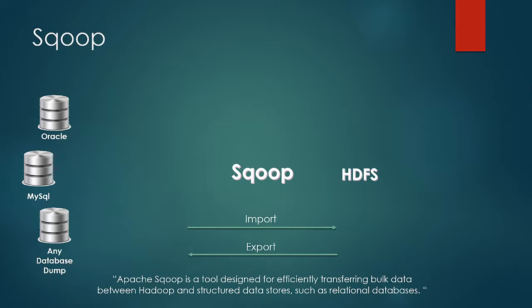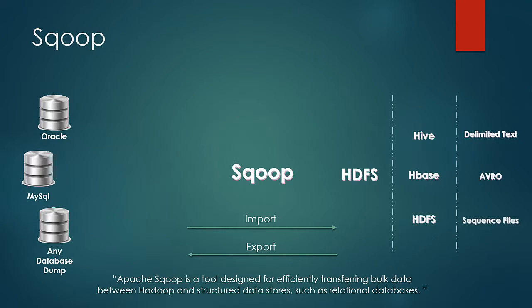Now, when the data is getting imported into HDFS, we can set the target destination to a Hive or HBase warehouse directly, or we can place it in HDFS itself. Then we have an option of controlling the format of the data import as well, between delimited text, Avro, and sequence files.